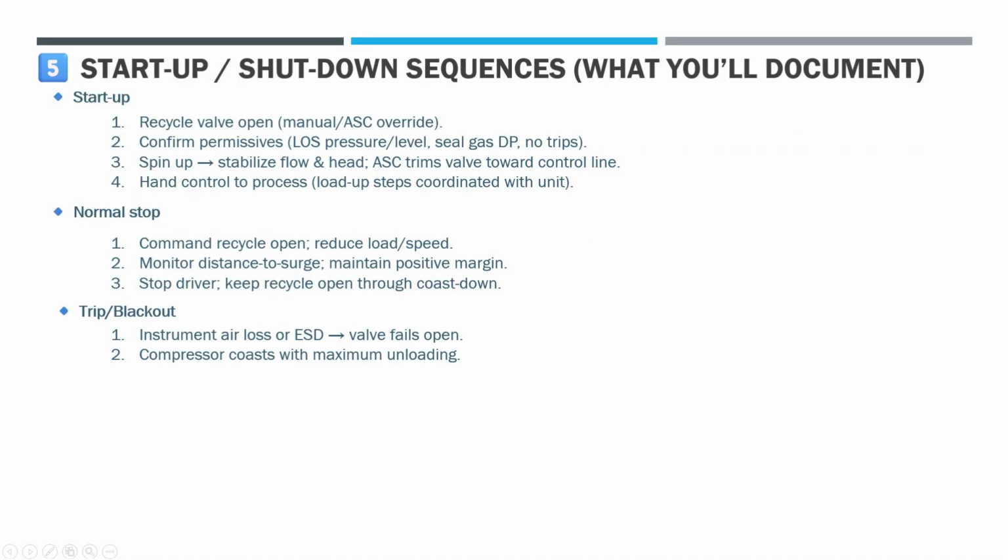Startup and shutdown sequences. Startup: recycle valve open, permissives satisfied. Spin up, stabilize flow, ASC trims the valve as the compressor loads. Normal stop: recycle open, unload, then stop the driver. Trip, blackout, loss of air or ESD: valve fails open, compressor coasts safely with maximum unloading.